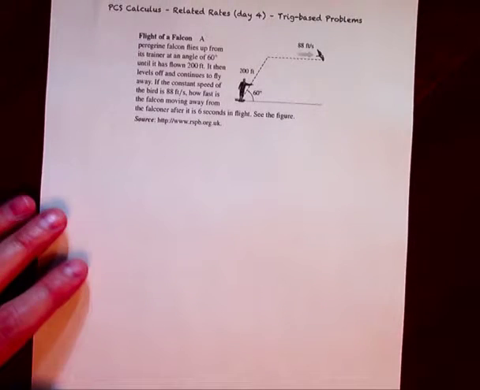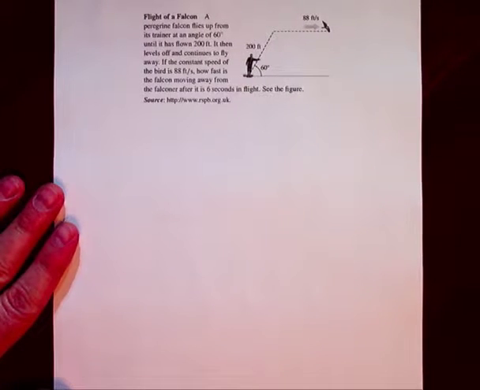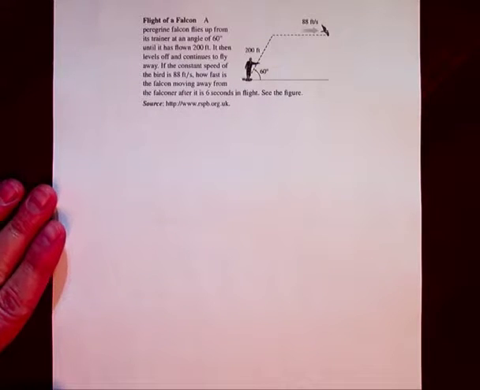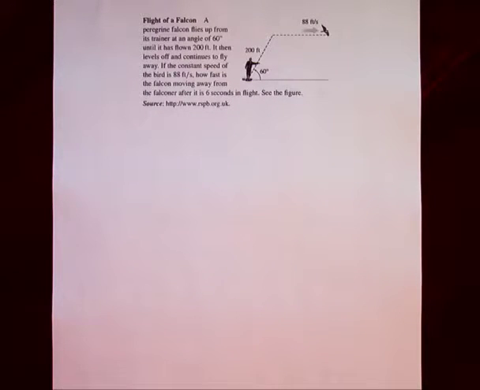Now, what we have here is a pretty fun one. It's the flight of a falcon. A peregrine falcon flies up from its trainer at an angle of 60 degrees until it has flown 200 feet. Then it levels off and continues to fly away. If the constant speed of the bird is 88 feet per second, how fast is the falcon moving away from the falconer after it is 8 seconds in flight?